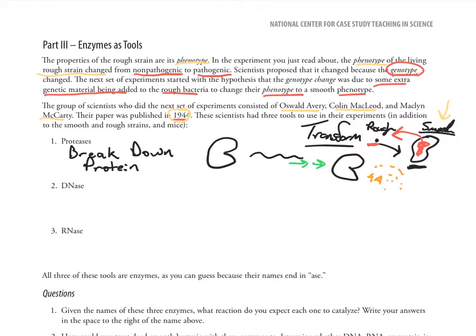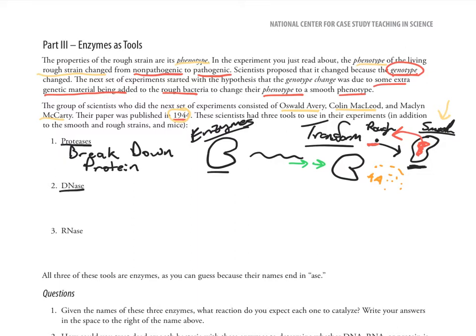So this enzyme, it's a protein. These are what enzymes do. Enzymes do functions. Enzymes are usually proteins. Sometimes they're RNA. And they can break down or build molecules. Well, this enzyme is a protease, and it breaks down proteins. And so that's going to be an important tool that Avery, McLeod, and McCarty had in their toolbox.